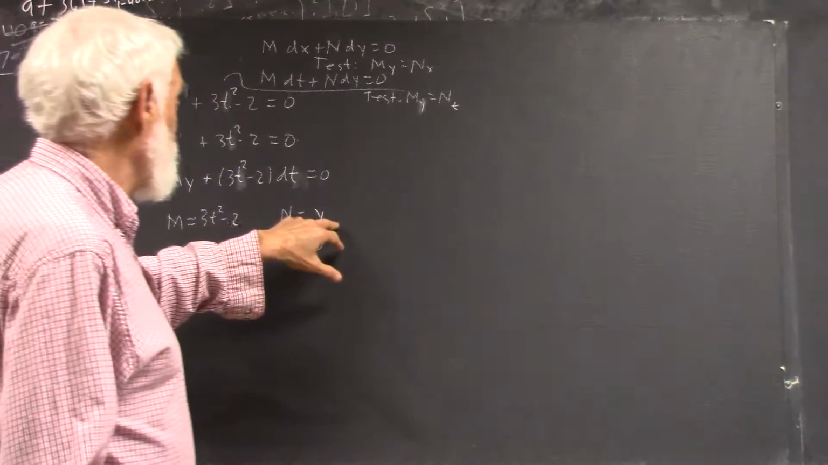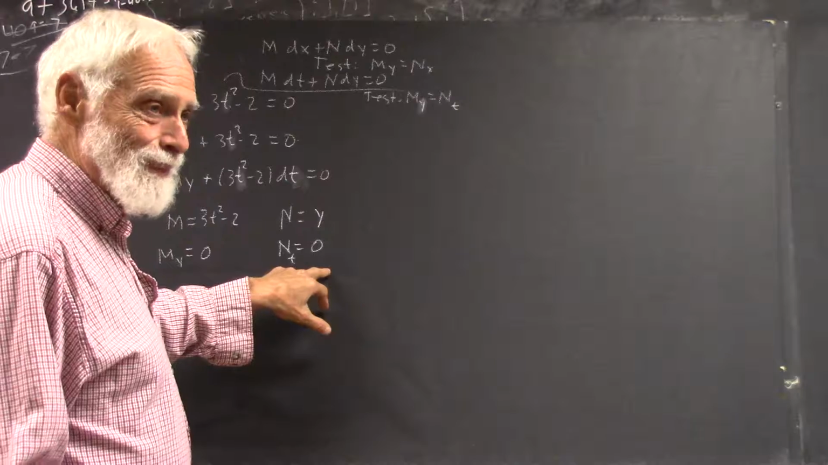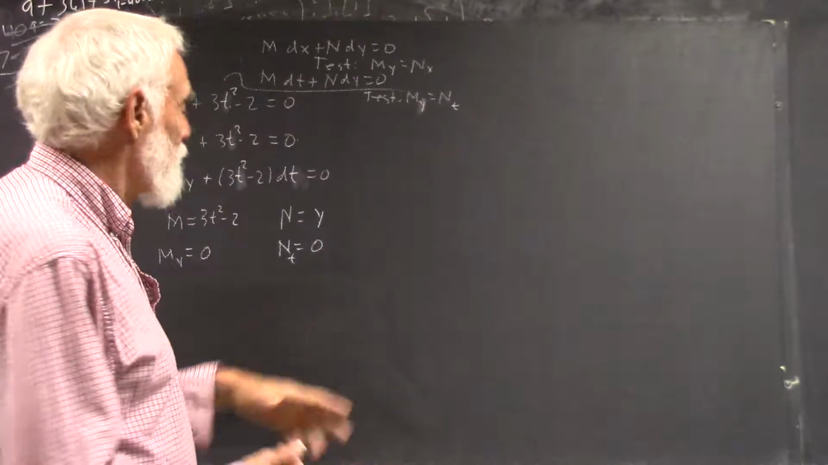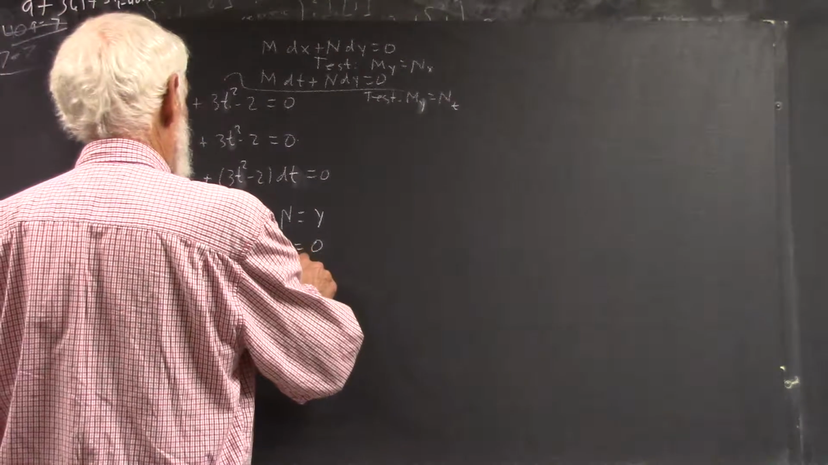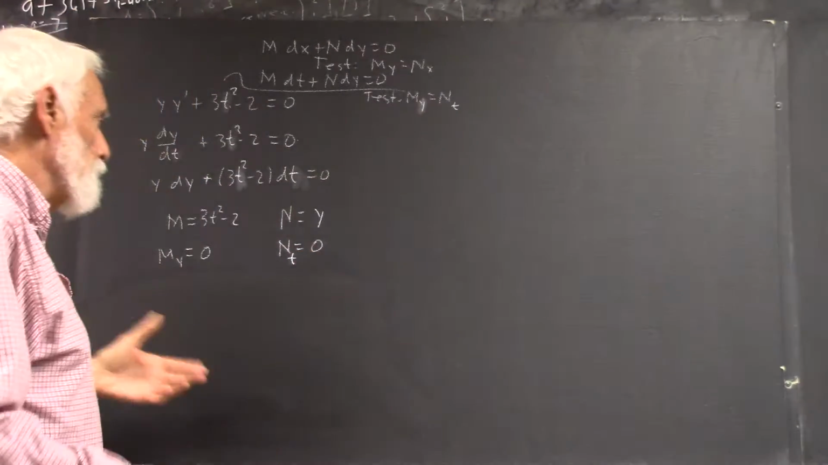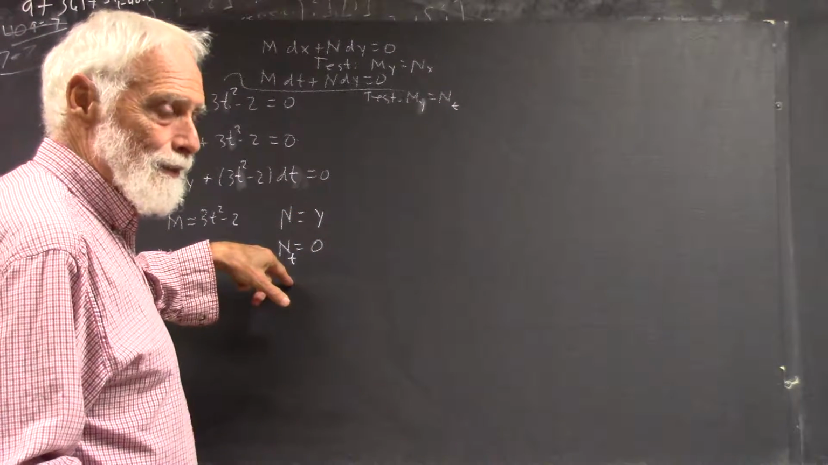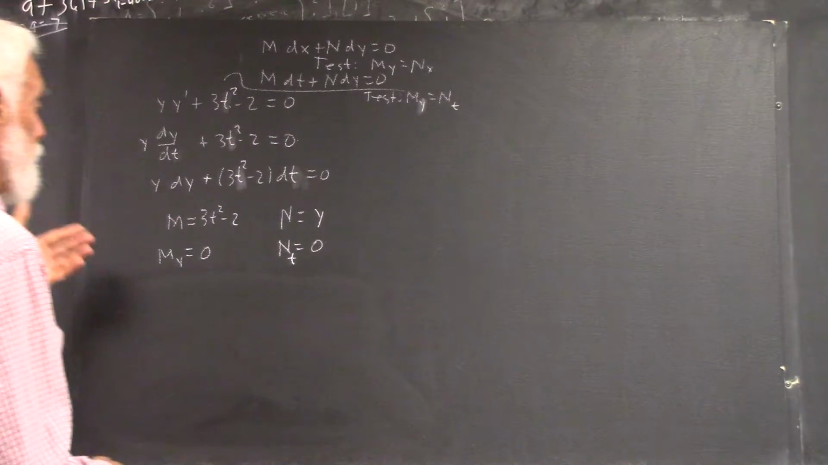Here, N is y, and the t derivative of y is 0. If t changes, y doesn't change. If there's no change, then the rate of change is 0, the derivative is 0. So, informally, just treating y as a constant, that's another symbol, and taking the derivative with respect to t, we get 0.